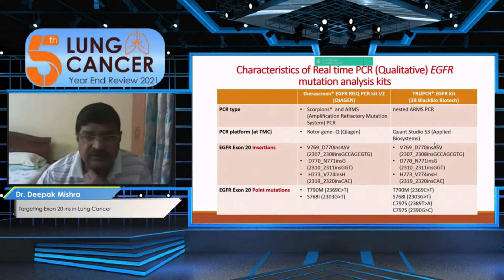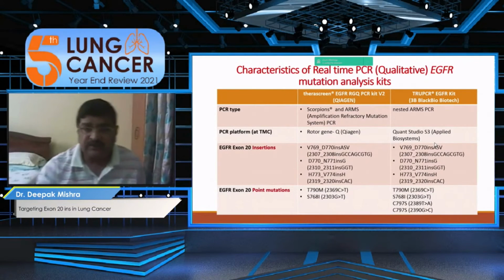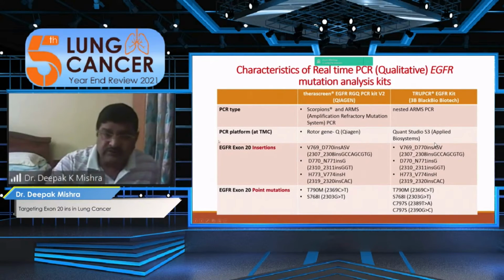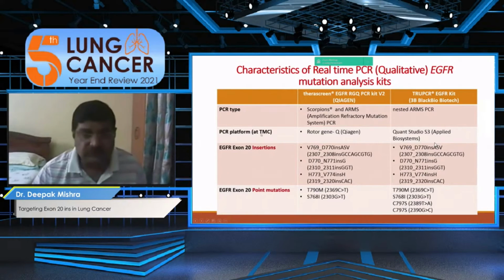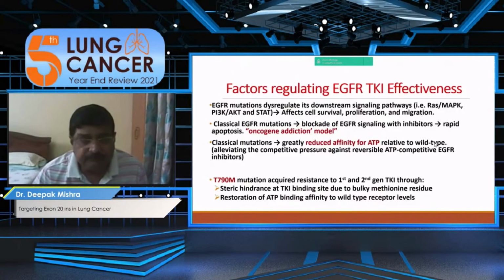So the characteristic that comes out of the real-time PCR using 2 kits: we initially used the TheraScreen, and we continue to use it. We also have the TruePCR, which is an Indianized version of the kit, a Make in India kit. It can detect beautifully all the mutations, and we are quite happy with this kit as well. It gives a very affordable price, and it works quite well.